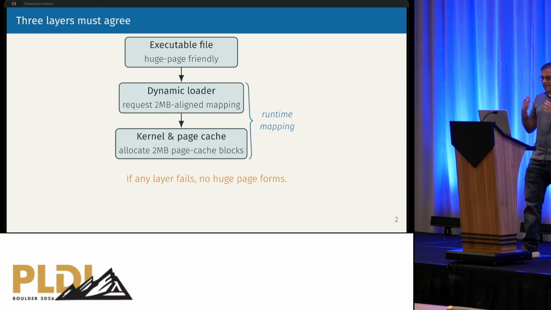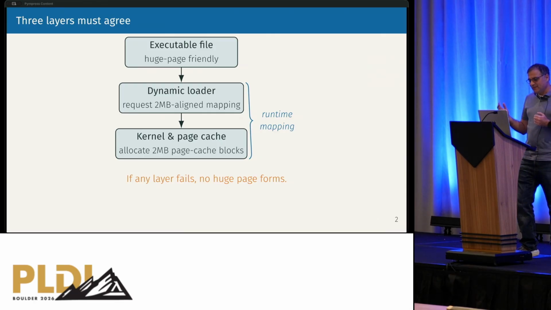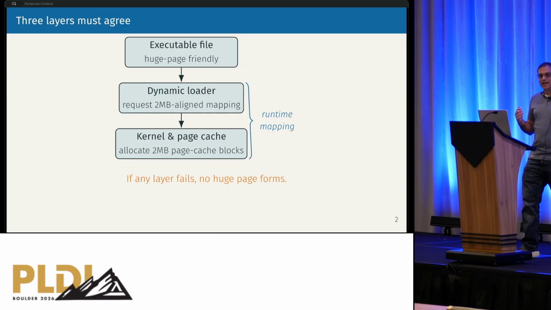But even if the executable is mapped with 2 megabyte pages, even if the executable is huge page friendly, this does not happen in practice for reasons that the loader does not have good facilities to convey to the operating system that it wants 2 megabyte pages for the code. And the operating system itself, sometimes, even if it gets the right hints, it doesn't employ 2 megabyte pages. And we'll talk about the reasons for that.